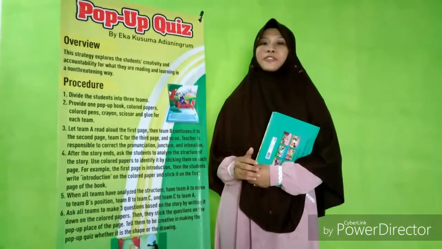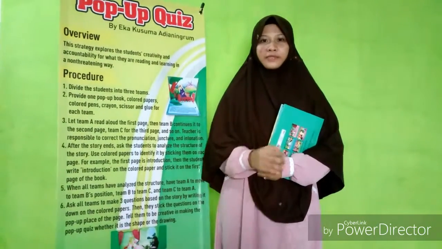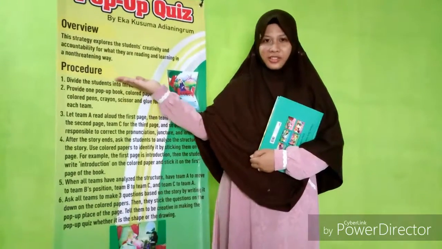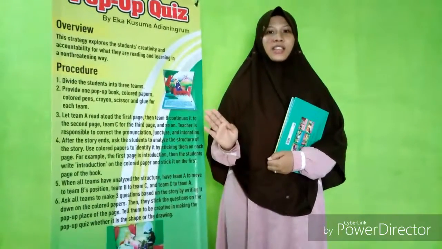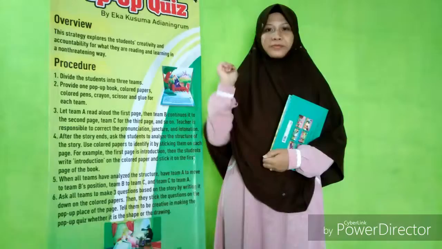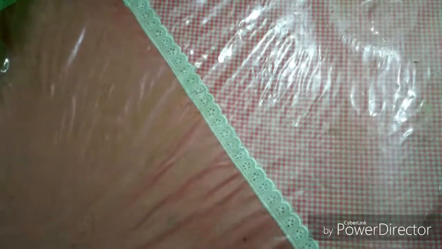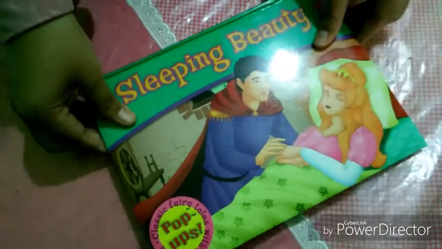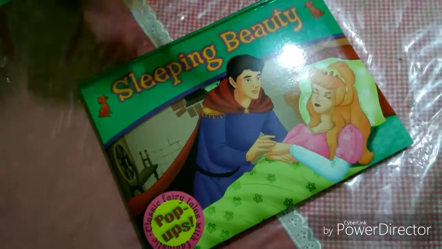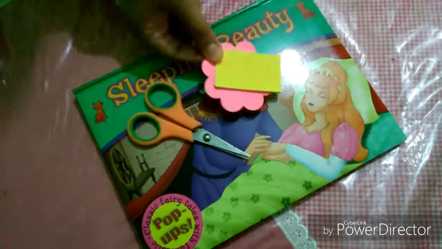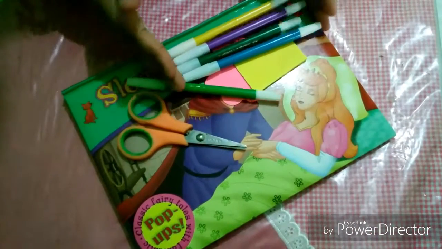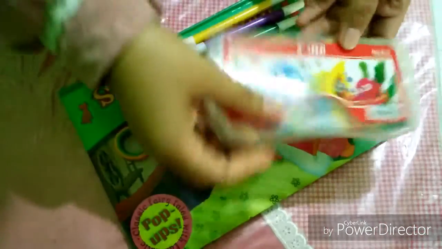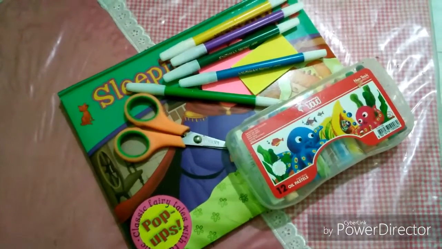Next, the procedure of the strategy. The first one, divide the students into 3 teams: Team A, Team B, and Team C. The second procedure, provide one pop-up book, a scissor, colored papers, colored pens, and crayons for each team.